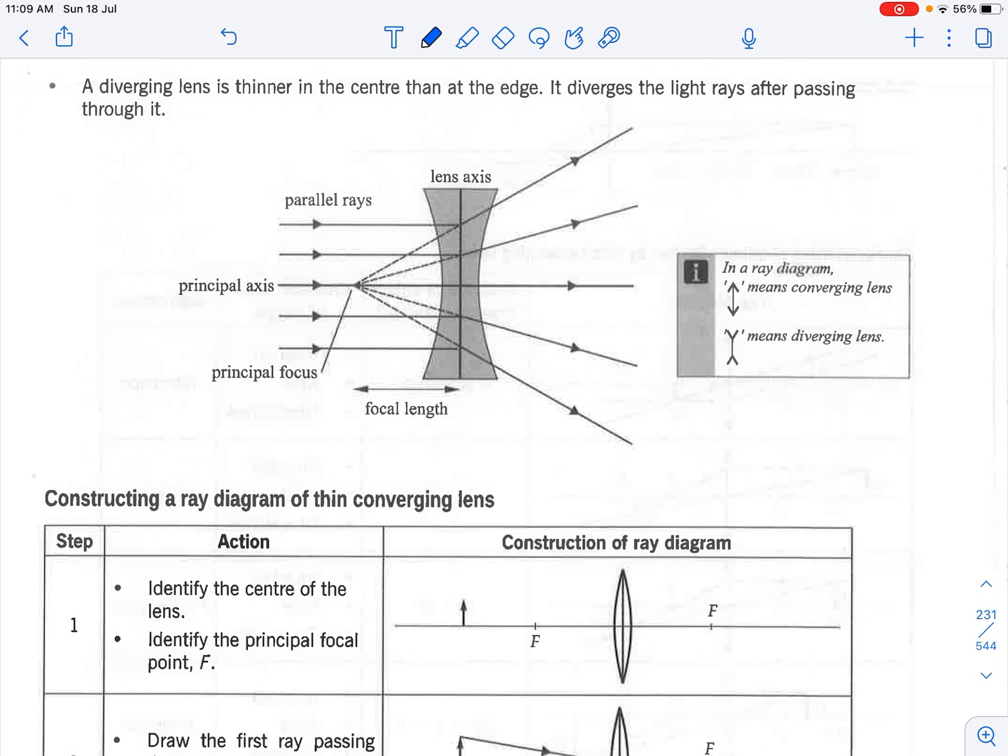A diverging lens is one whereby the center is thinner than the edge. So you can see that this is thinner in terms of distance here as compared to the other edge, which is here, which is bigger in size. And this will diverge, which means that the light rays will move further away from each other after passing through it.